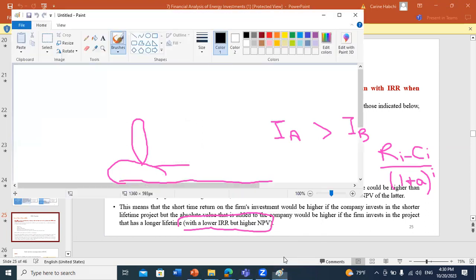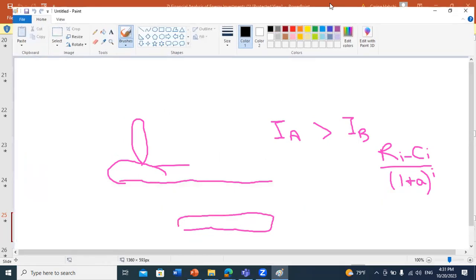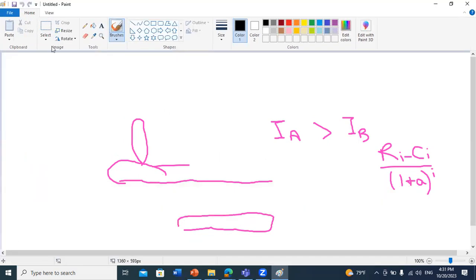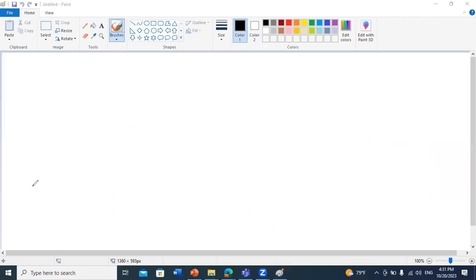Okay, so we now have two projects and we want to perform a comparison to decide which project is better. I will put here all the information needed to do the calculation. So first, let me write the given.